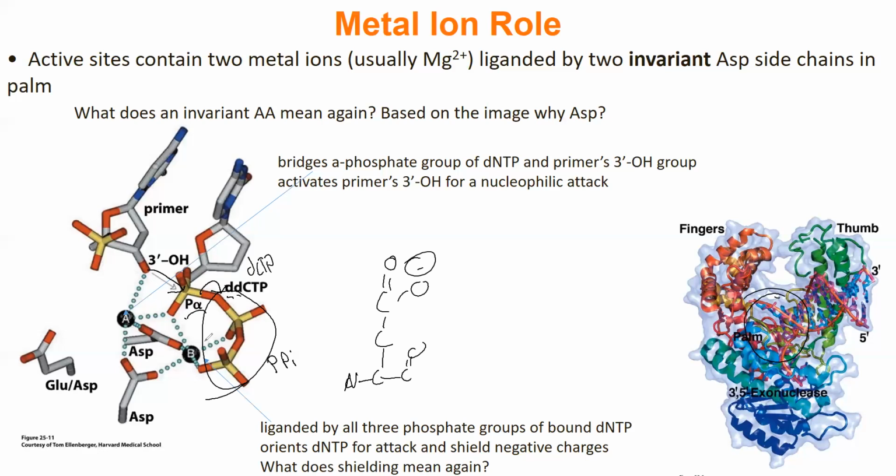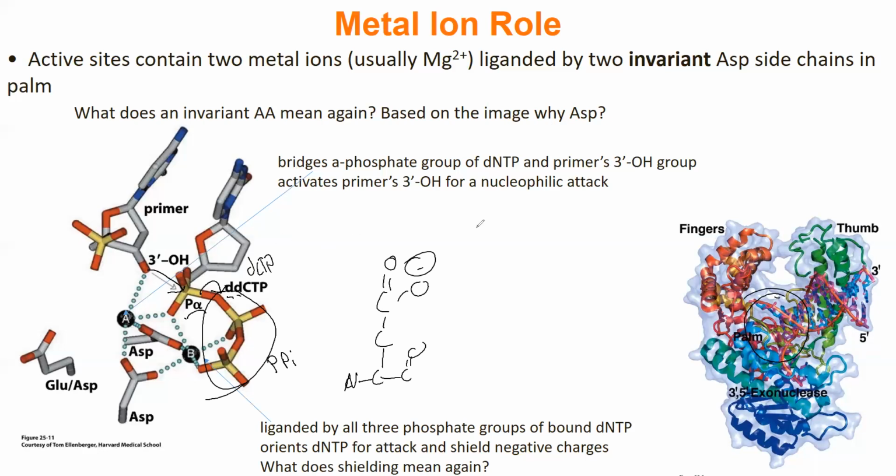And as well, these metals help to shield all that negative charge because you have aspartic acid, phosphates. And what does shielding mean again? What do we mean when we say we shield a charge? Like charge balance, make it neutral essentially. Kind of, yeah. I think more of it like blindfolding all the charges, more or less.